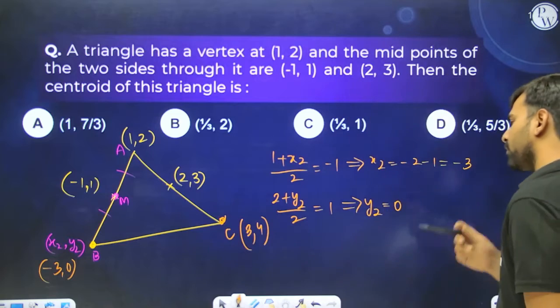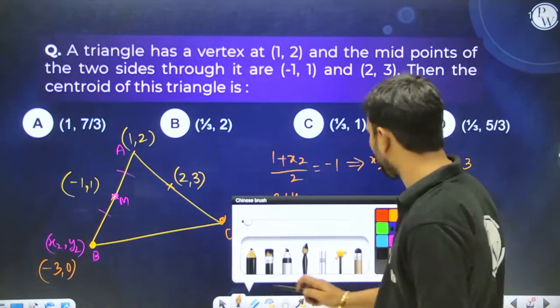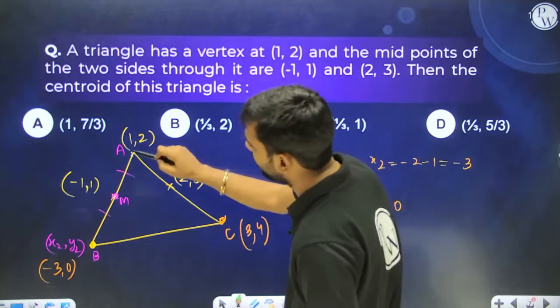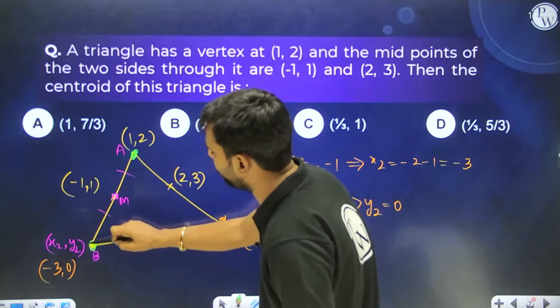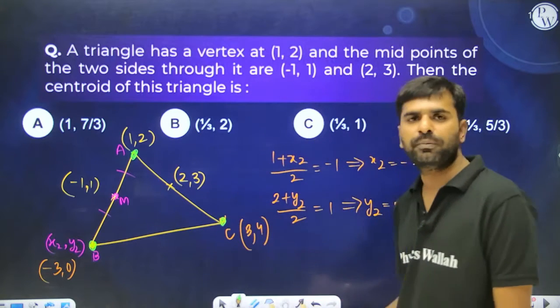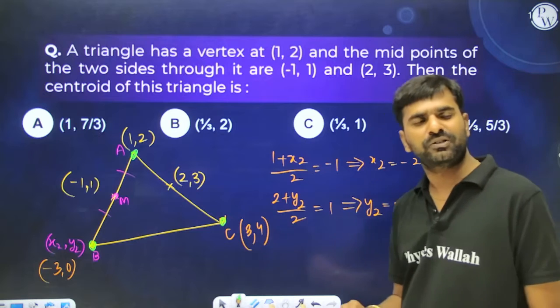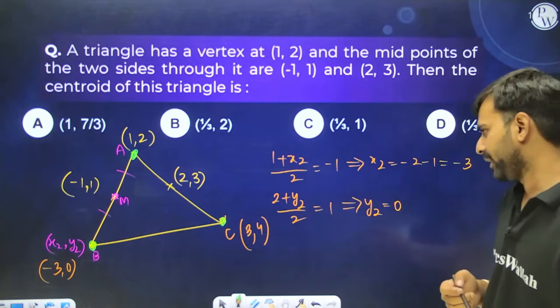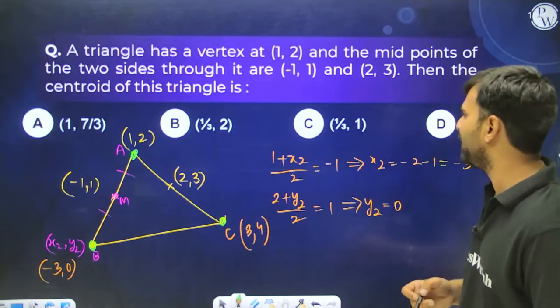Now once you have got the coordinates of the vertices, you can write down the centroid quite comfortably, because (x1 plus x2 plus x3) by 3, (y1 plus y2 plus y3) by 3 is going to be your centroid. So the answer is going to be (1 by 3, 2).